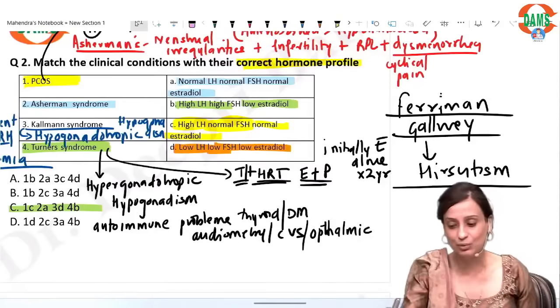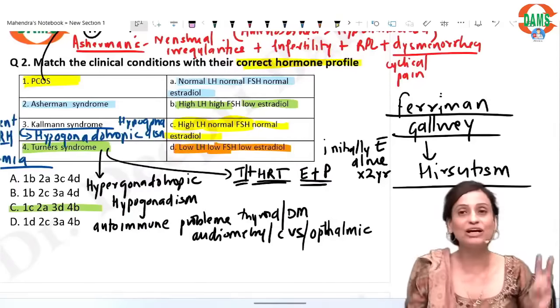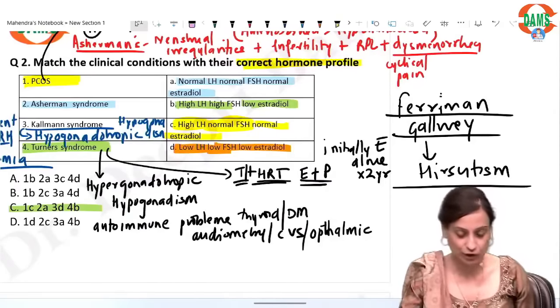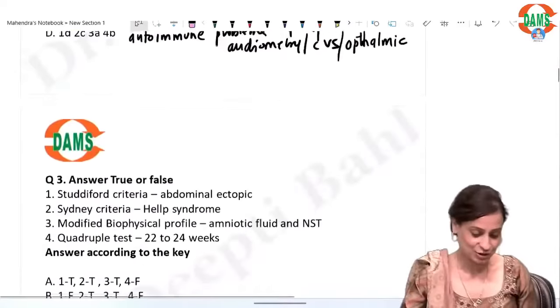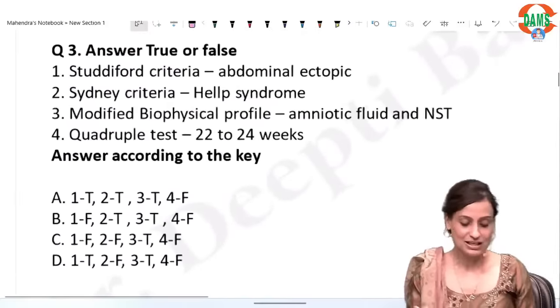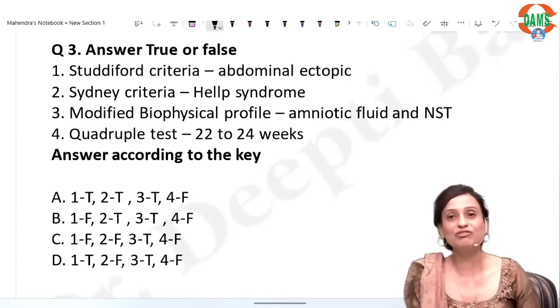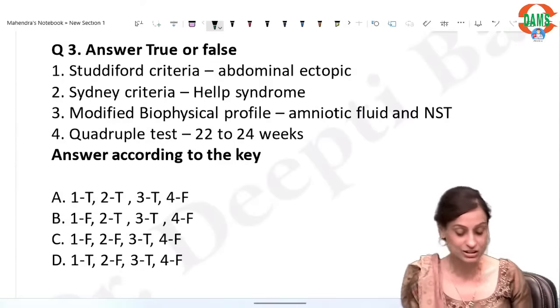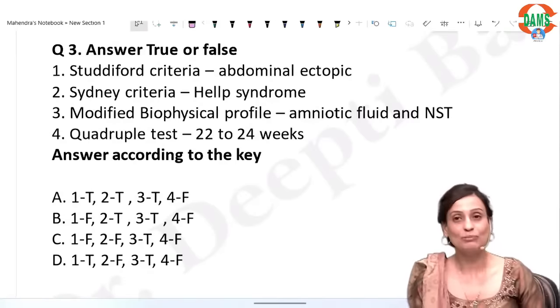Everyone ready for the third question? Yes, are you ready for the third question? And you're going to commit your answers, okay? So this is the next question. You have to answer true and false and convert it into the options. So I'm going to give you 2 minutes.